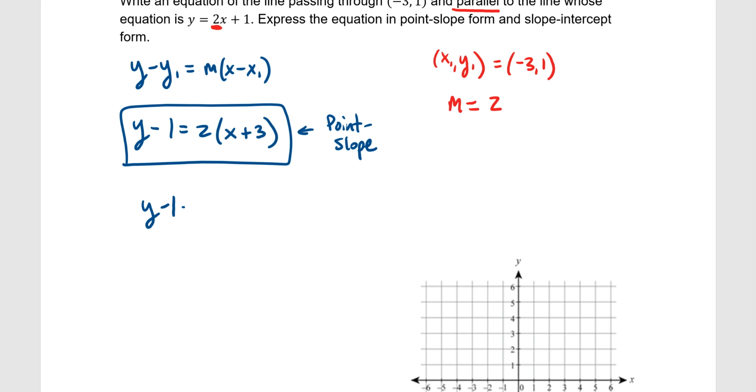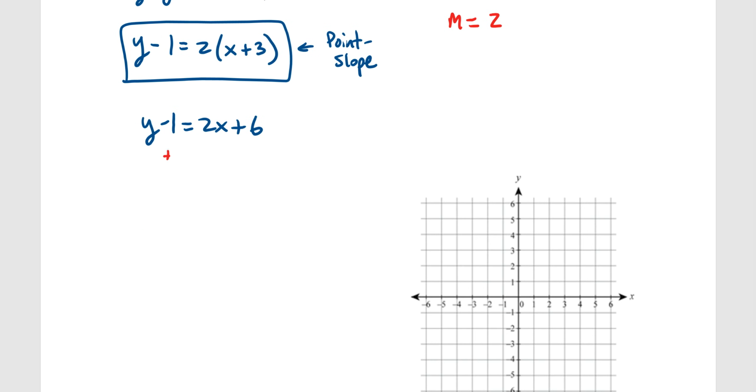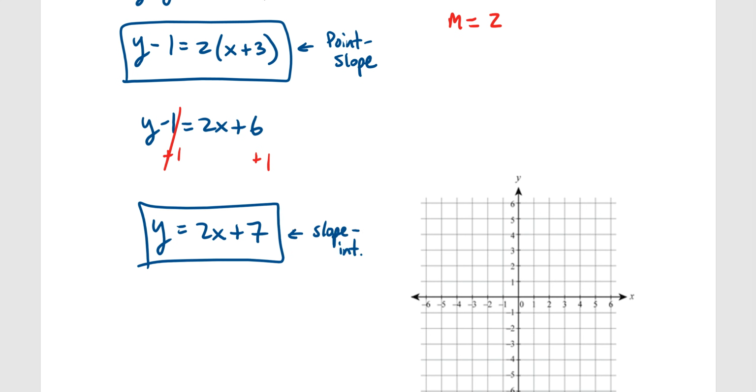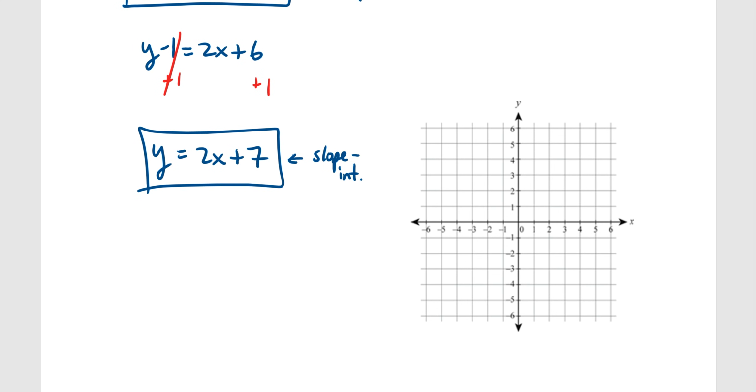So y minus 1, distribute the 2, 2x plus 6, add 1 to both sides, plus 1, and we get y equals 2x plus 7. And that's going to be slope intercept form. So 2x plus 7, this one's going to be off the graph a little bit, but that would end up being something like this.